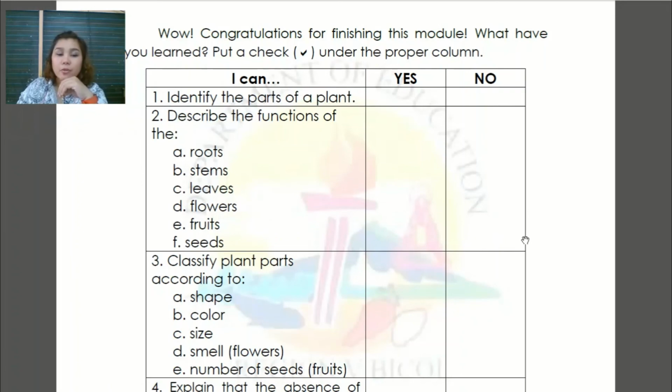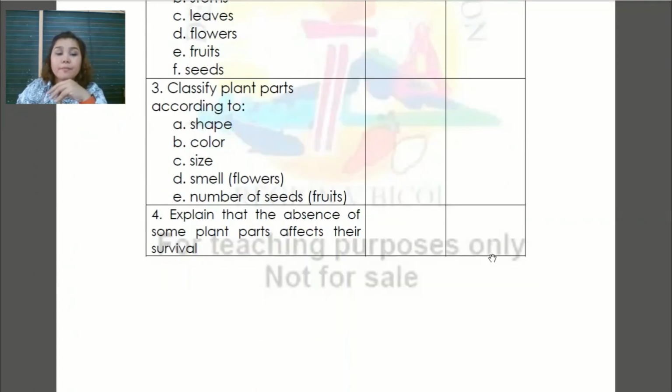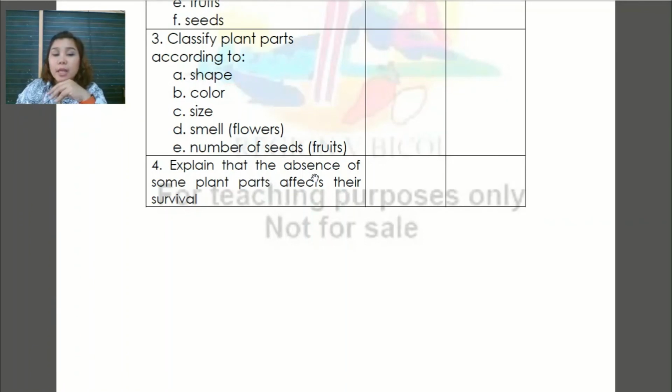So yes or no. Number 3, classify plant parts according to shape. Can you identify the shape? And then can you group the leaves according to shape? So yes or no. Now letter B, color. How about the size? And about the smell of the flowers and also the seeds. Can you tell the number of seeds if it's one, few, or many, or none? And then number 4, explain that the absence of some plant parts affects their survival.